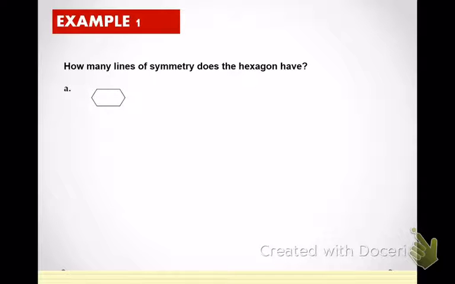How many lines of symmetry does this hexagon have? Where could we draw a line so that it would reflect onto itself? How many times could we do that? Somebody have an idea? This is not a regular hexagon. Two of the sides are longer than the others. The answer would be different if it were a regular hexagon.